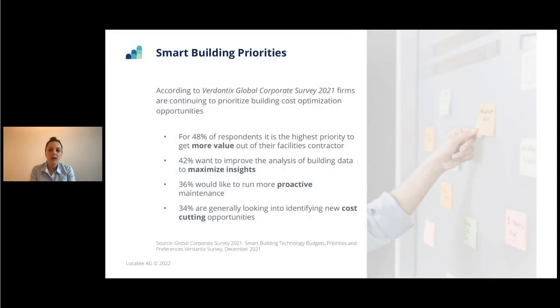In a Verdantix survey from last year, over 48% said that their highest priority is to get more value out of their facilities contractors. 42% want to maximize the insights they can have based on their building data. The companies want to become more proactive on maintenance topics and additionally identify new ways for cost cutting and savings so that in the end, the building itself can provide more.